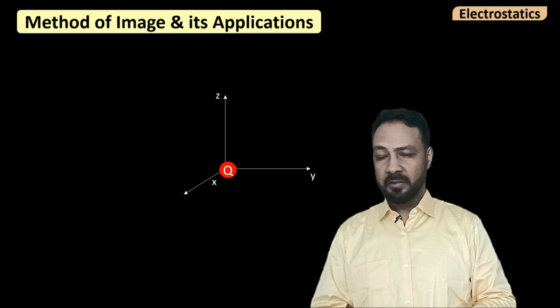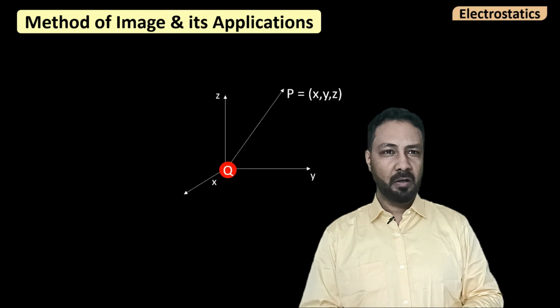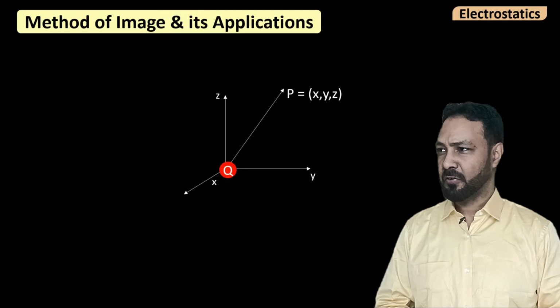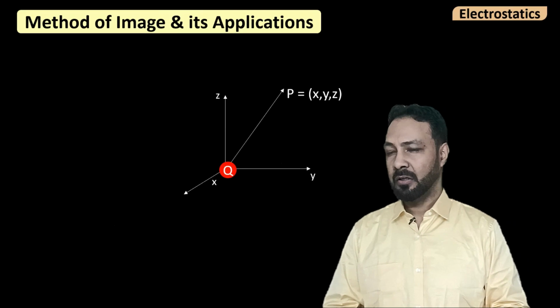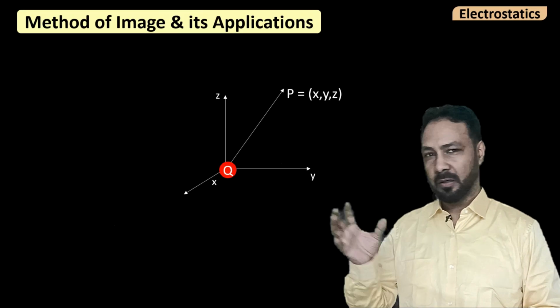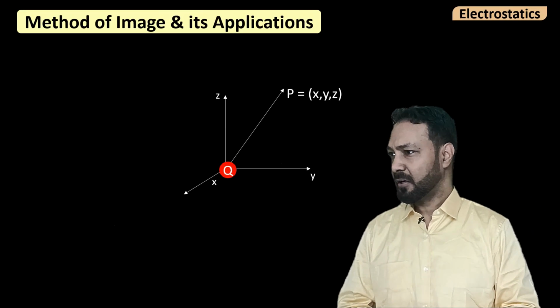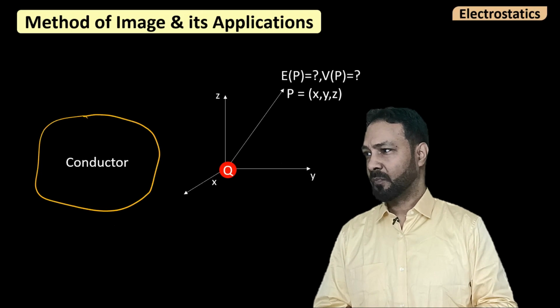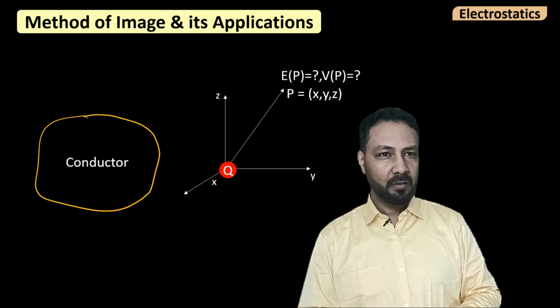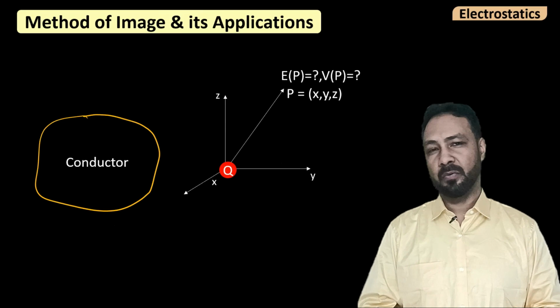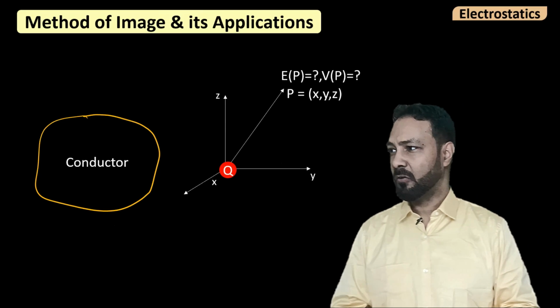Again the same charge there, same point where I wanted to find electric field and electric potential. But now what I have done, I have put a little conductor in front of that point charge. So what will happen? Will the electric field and potential be still the same as before, or will it alter?